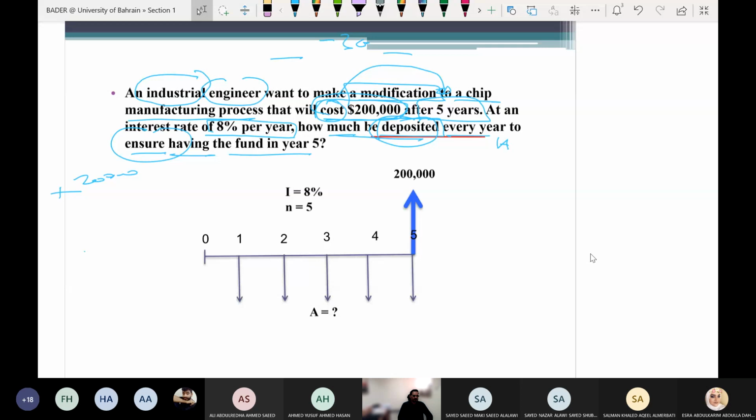So let's look at the cash flow. Now, he wants to secure this amount. Secure it in a positive point. At what year? 5. And he's saying, I would like to know what should be deposited every year. So that means I'm working with an annual series. Now, looking at the interest rate, it is 8%, the threshold. This is what has been determined.